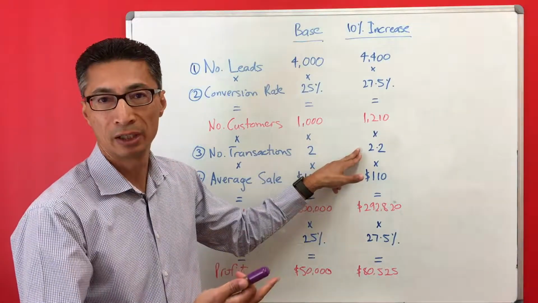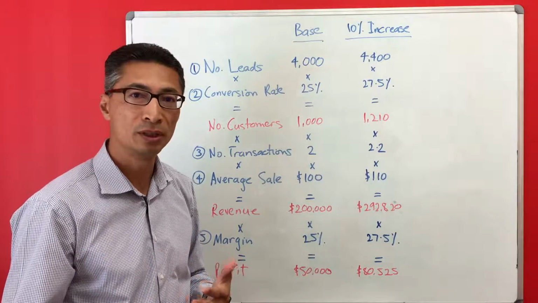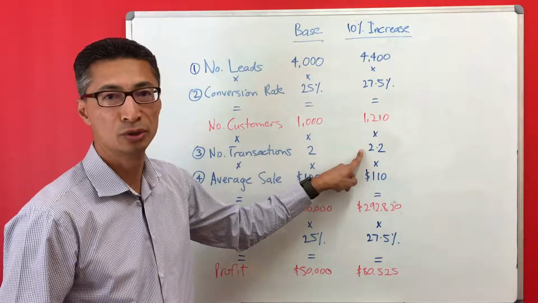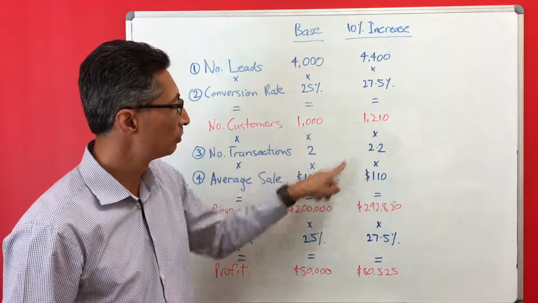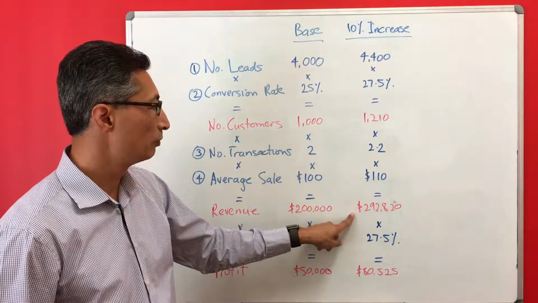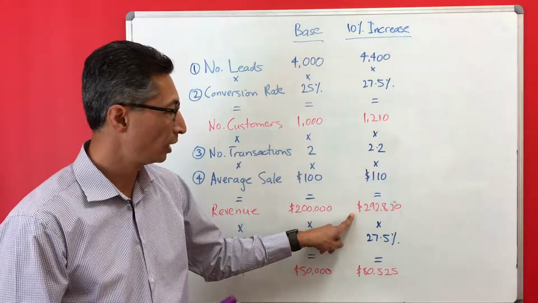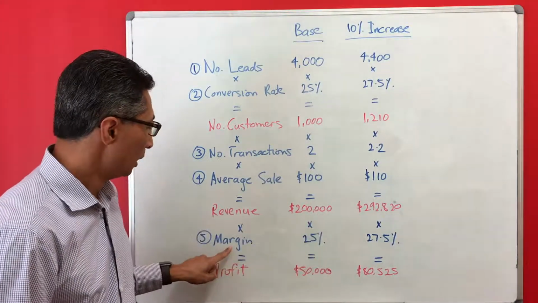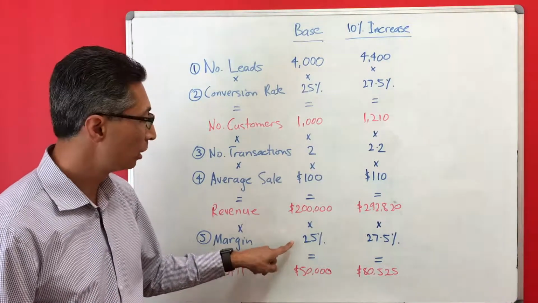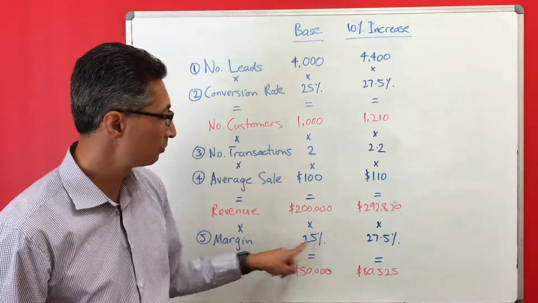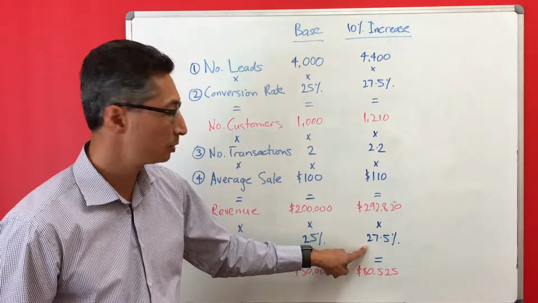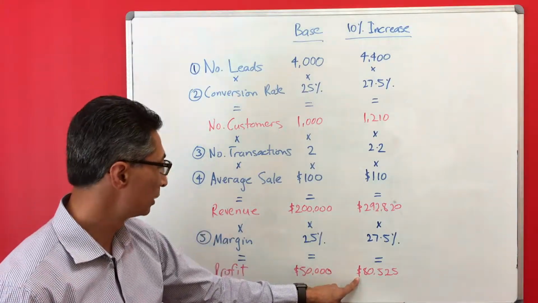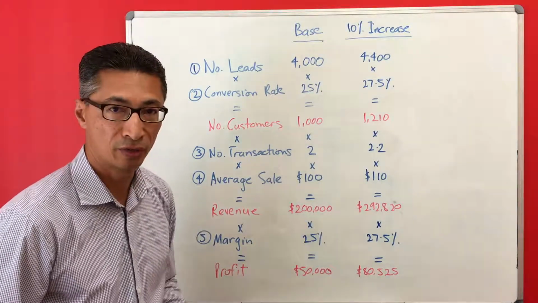So some people will come back twice a year, some people might come back 3 times a year, but on average, it's 2.2 times a year. Okay. So if we multiply that out, that actually gives us revenue of $292,820. Now, if we do the same for margins, if we increase our margins by 10%, so from 25% to 27.5%, it actually results in a profit of $80,525.